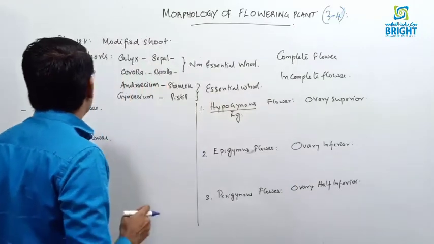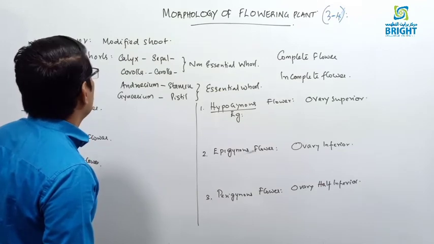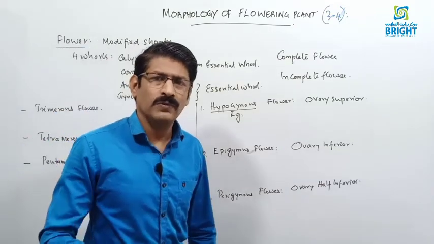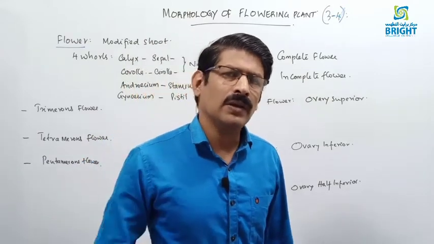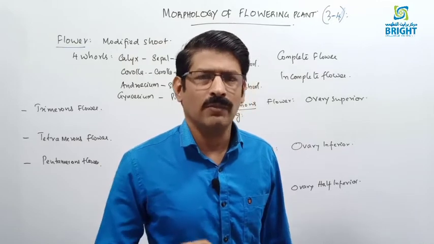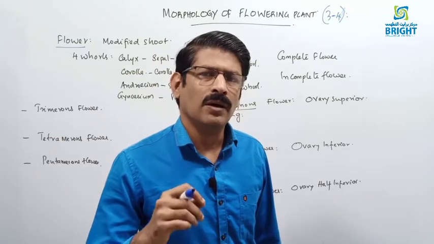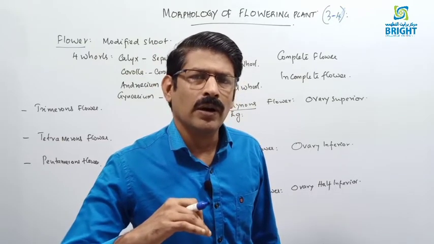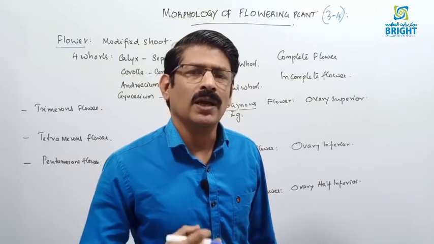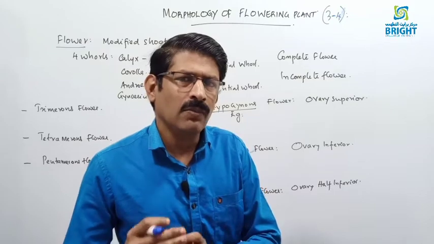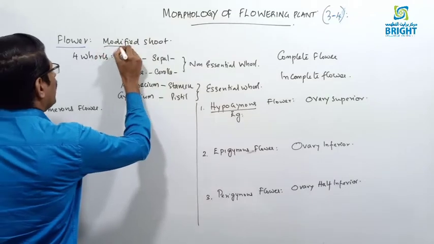So in morphology we are mainly discussing the flower, the morphology of flowering plants. Morphology, we know, is the external study of an organism. And we are dealing with angiosperms or flowering plants because angiosperms are the most advanced group of plants, the most widely distributed plants, and an economically important group of plants. So we are giving more importance to angiosperms. And in angiosperms, the flower is the modified shoot.